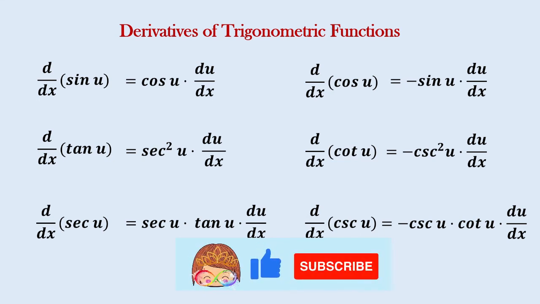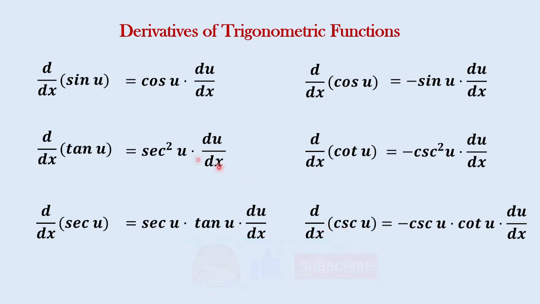In this video, we're going to focus on getting the derivatives of trigonometric functions. So let us be guided by these formulas. The derivative of sine u is cosine u du/dx. For tangent u, we have secant squared u times du/dx. For secant u, we have secant u tangent u du/dx.